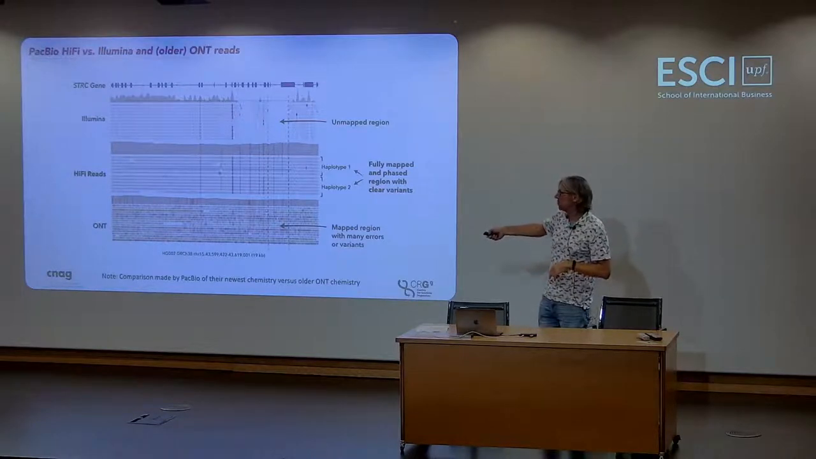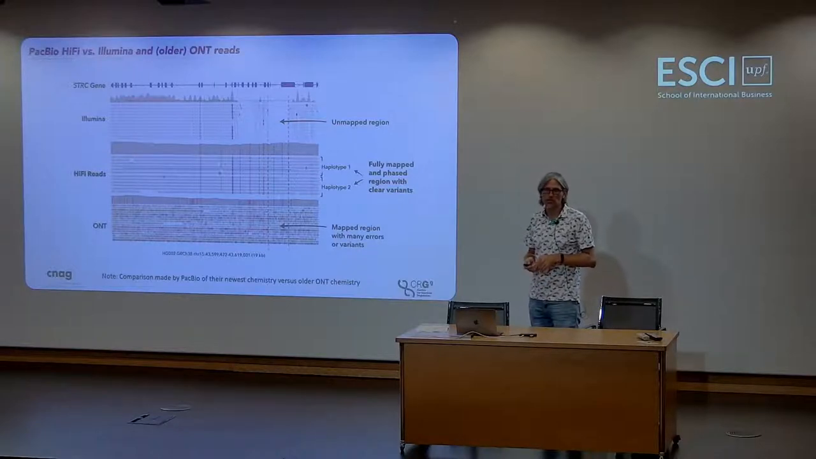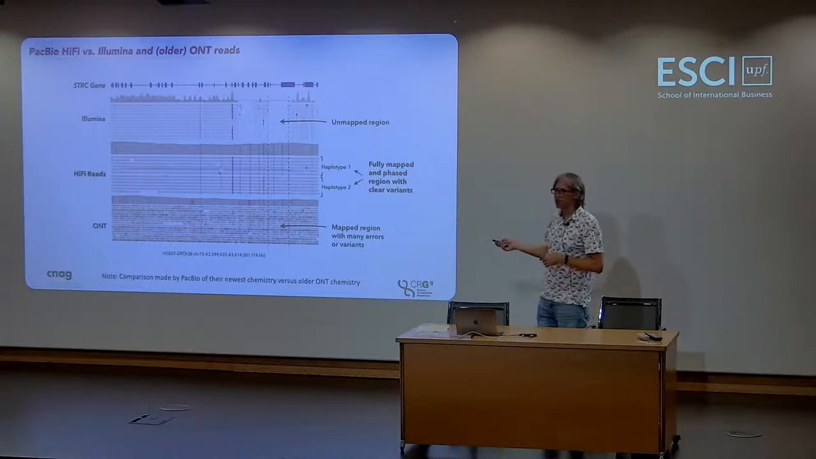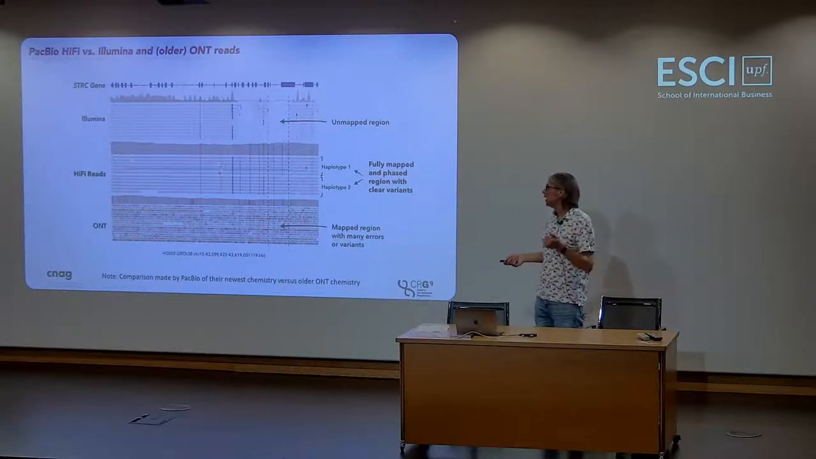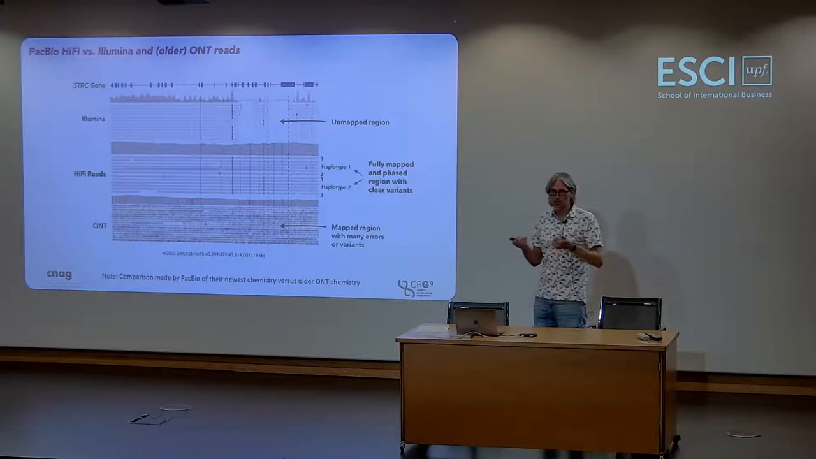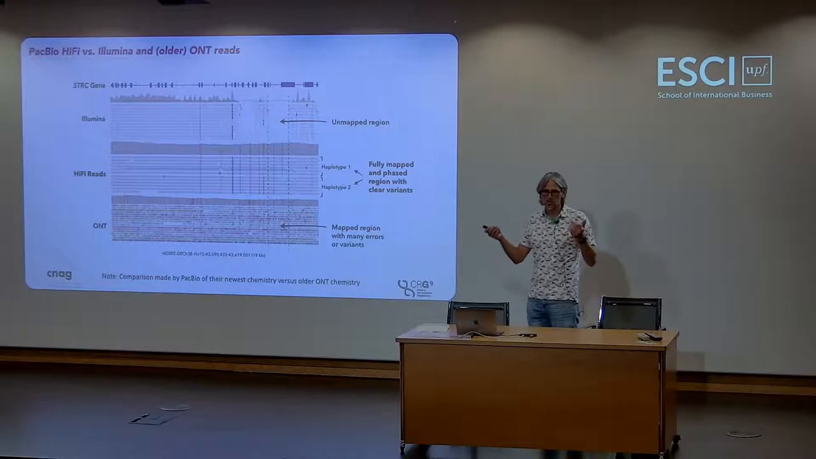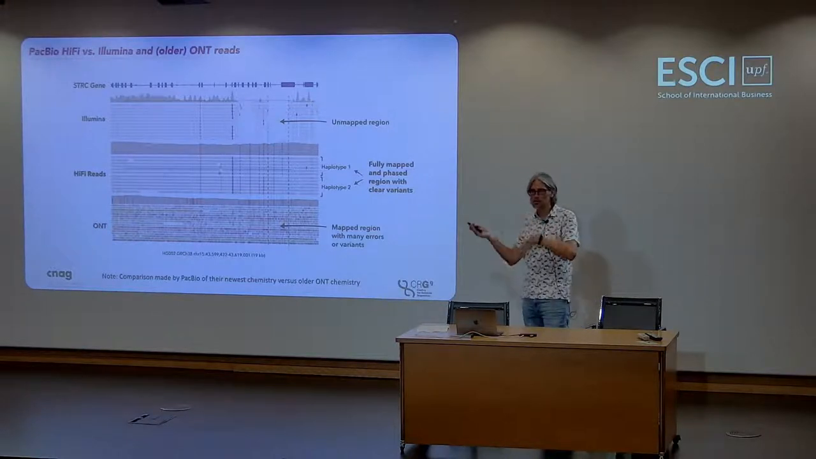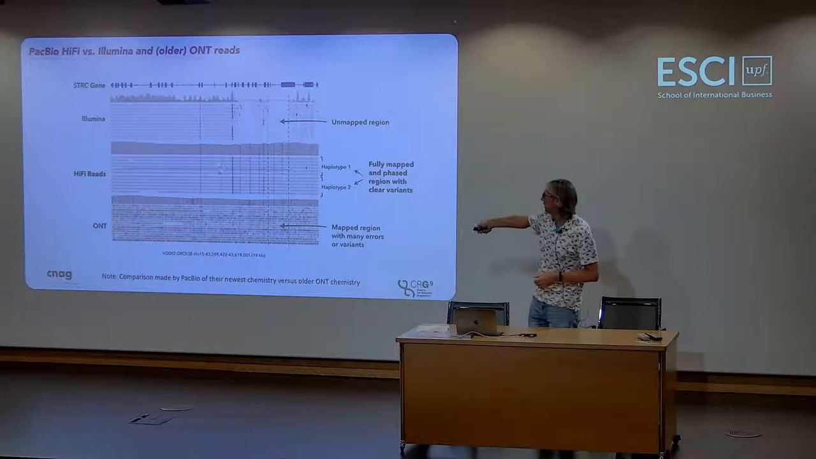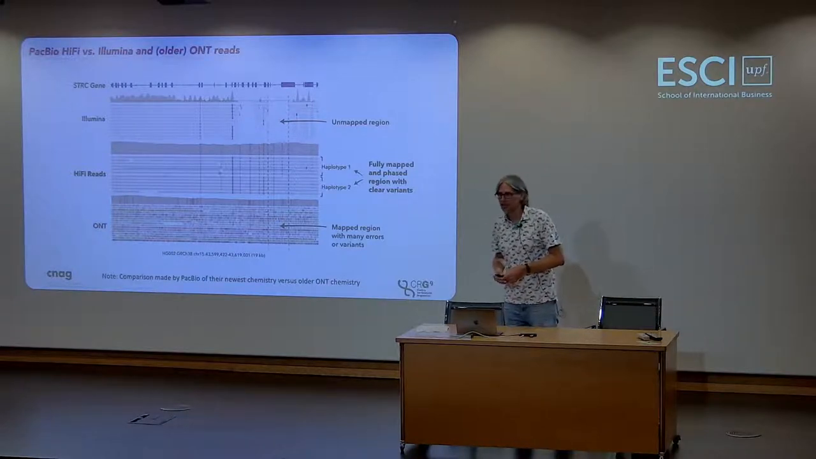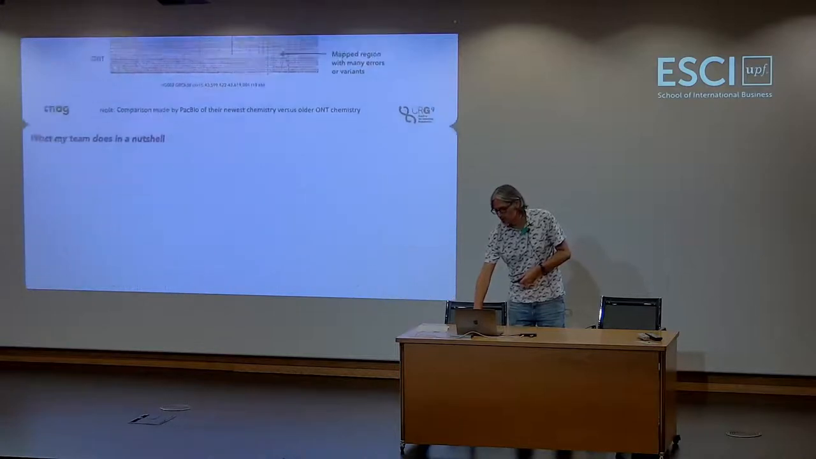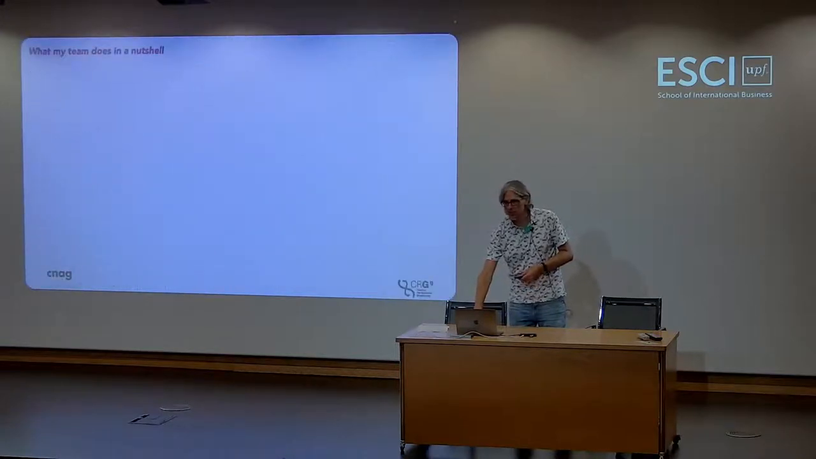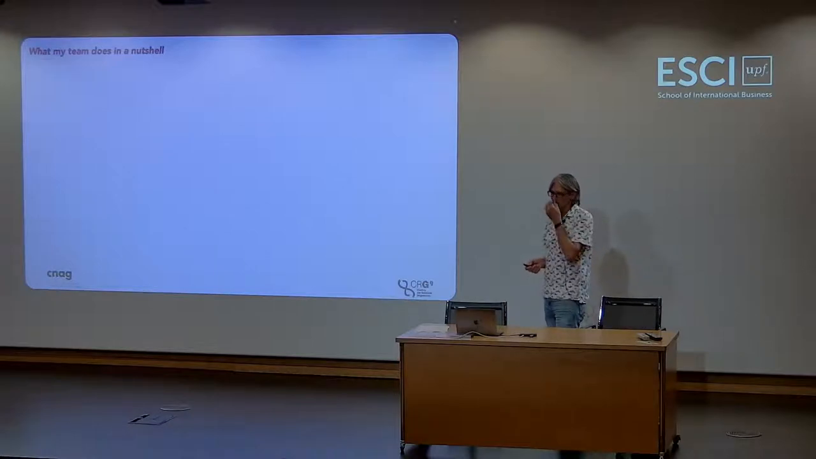So HiFi reads are now being used to sequence many, many genomes. Okay, they're incredibly useful and produce very high-quality sequence because the error rate is so low. And it's even possible to sequence and assemble diploid genome sequences, so maternal allele and paternal allele. And nanopore sequencing is getting there. Okay, and it has the advantage that the reads can be even longer, okay? There's no limit to the length of reads, so you can get multi-megabase reads if you're very careful.